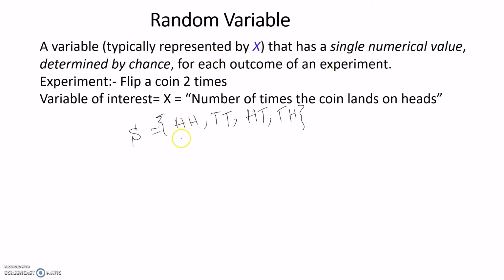Now we want to see how many times the coin lands on heads. This is the situation in which the coin lands 0 times on heads. These are the two situations in which the coin lands 1 time on heads. And this is the situation in which the coin lands 2 times on heads. So what are the possible values? The possible values are 0, 1, and 2. I can have 0 times the coin lands on heads, 1 time, or 2 times. And this value is purely determined by chance. Such a variable is called a random variable.